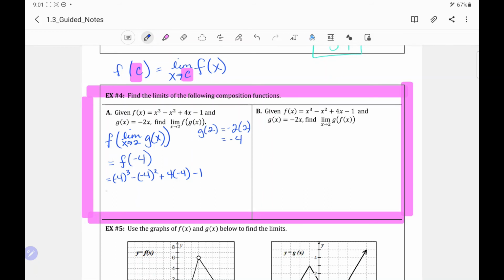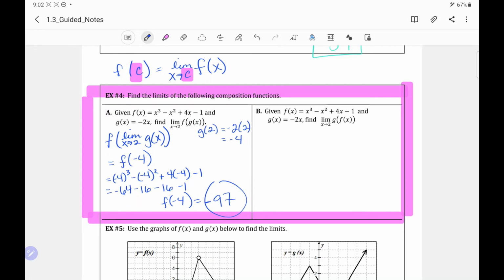Since this is not a class that's all about multiplying out polynomials, I would be fine if you plugged this into your calculator and got your answer. I'll give you the information just in case. We've got negative 64 minus 16 minus 16 minus 1. And so the final answer is that f of negative 4 equals negative 97. That's going to be the answer to A. The limit as x goes to 2 of f of g of x equals negative 97.